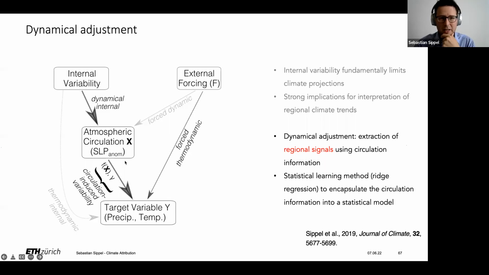The idea of this dynamical adjustment is that if we have a good proxy for the atmospheric circulation, say a field of sea level pressure anomalies, then we may be able to build a statistical model that would give us an estimate of the variability due to circulation. What we're doing here is using a statistical learning method, a very simple linear one called ridge regression, that uses a large-scale sea level pressure field as a proxy for circulation, and tries to predict a temperature variable.